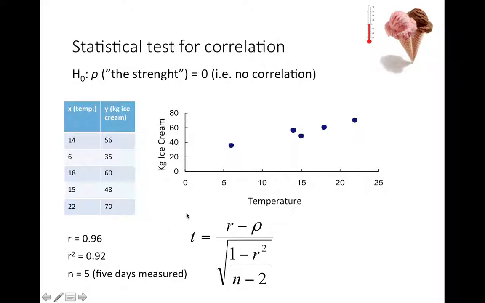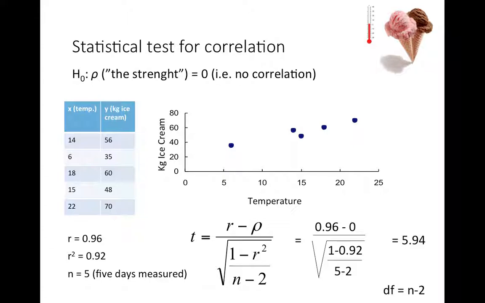To get a test statistic, a t-value, we use the following equation. We can fill in our R value, and our R squared value, and the sample size, and that will give us a t-value of 5.94. The degrees of freedom in a correlation is n minus 2. Our sample size is 5, which means that we will have 3 degrees of freedom.